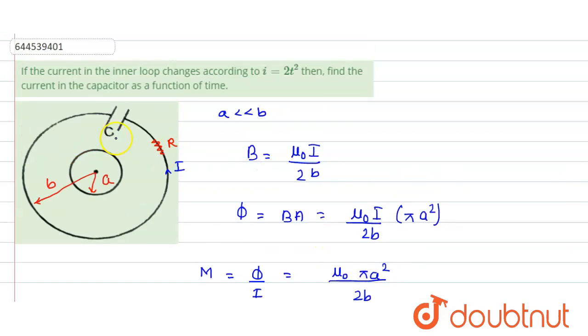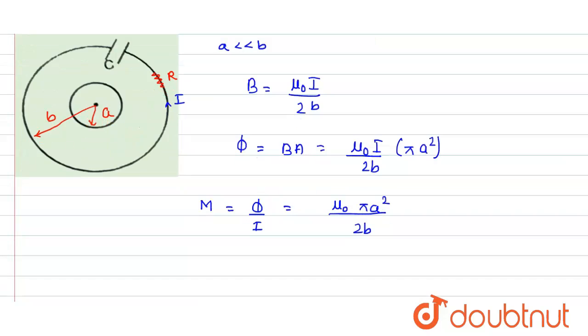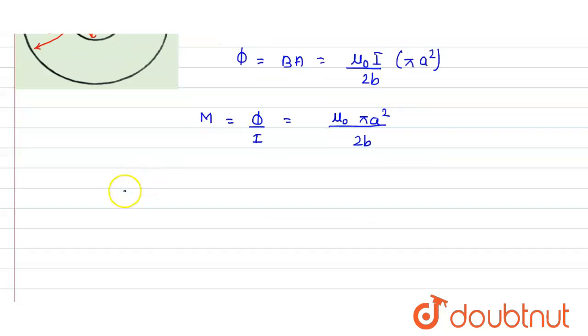Now, let us find the EMF which is induced in this coil. How can we find this value? So the EMF would be equal to M times di by dt in the second coil, or we can say in the smaller coil. Now what is this EMF? This is the EMF which is induced in the bigger coil.